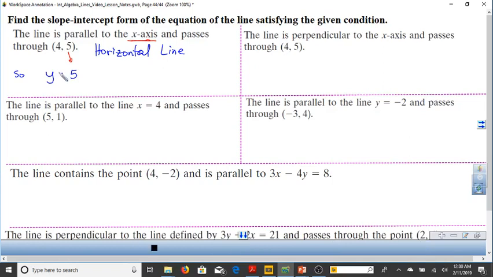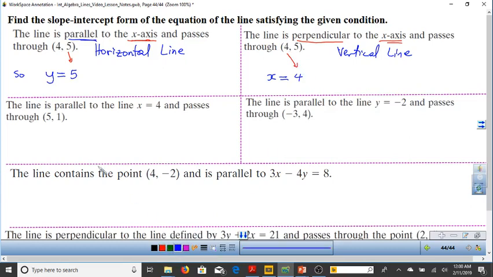Now, what if that line is perpendicular to the x-axis? A line that's perpendicular to the x-axis has to be a vertical line because the x-axis goes horizontally. So a line perpendicular to it would have to be going vertically. And since the line is vertical, then the equation is x equal to the x-coordinate. So x equal to 4.